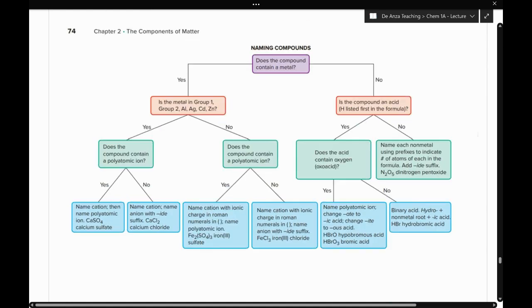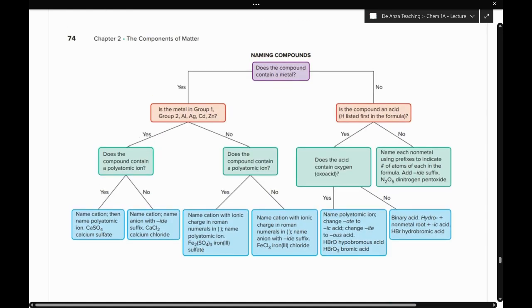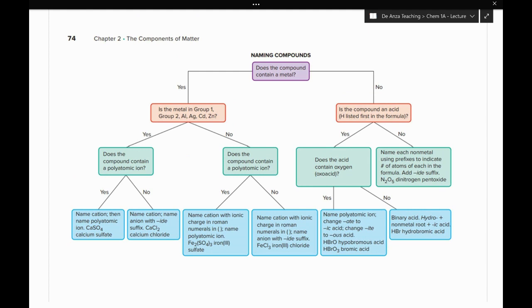we have. And so if we're given a compound, the first thing we want to ask ourselves is, does this contain a metal? If yes, then we know that we have an ionic compound. And then we're going to name it based off of if we have the metals that have variable names and the metals that have the non-variable names. So if you have a metal that's group 1, group 2, aluminum, silver, cadmium, or zinc, that means these are your non-variable metals. And then you're just going to check if you have a polyatomic or not.